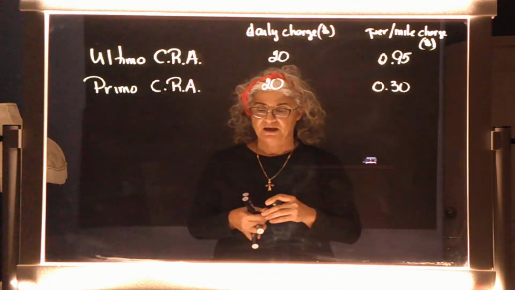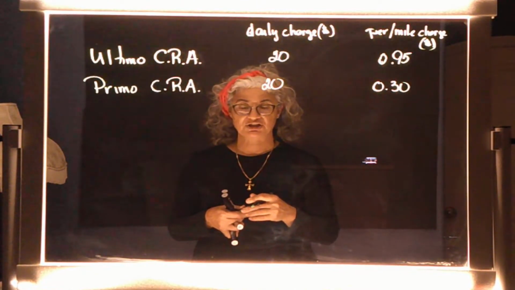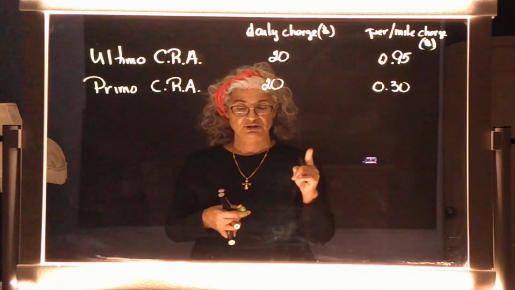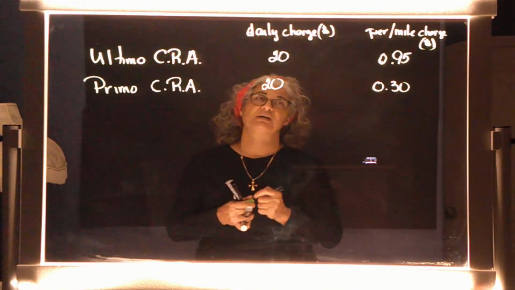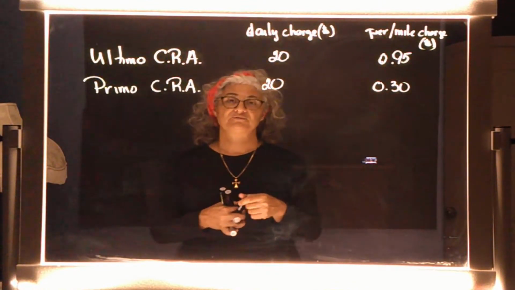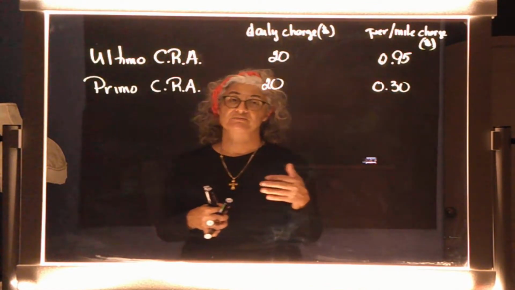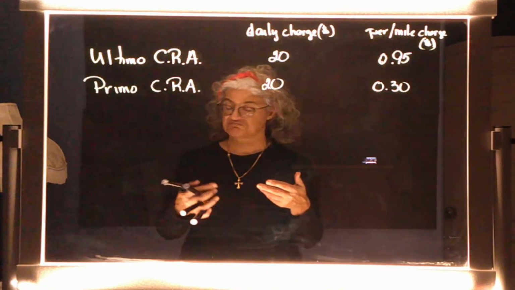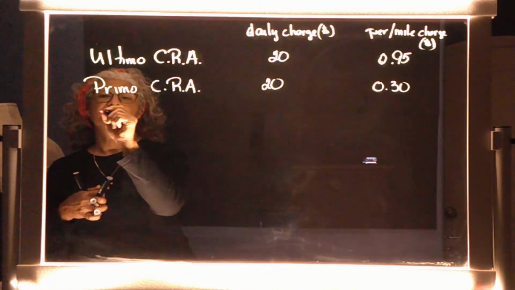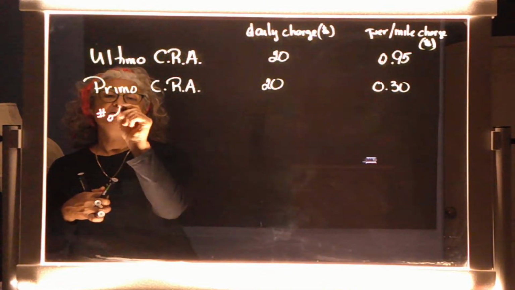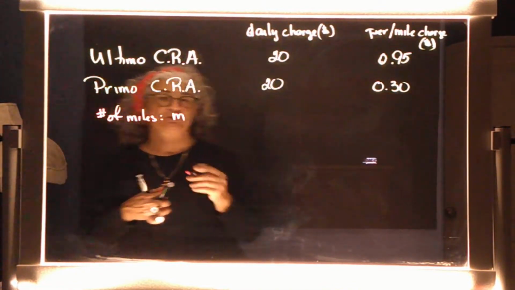Okay. Find the daily mileage for which the Ultimo charge is 3 times the Primo charge. Okay, so first off, what do they want to know? They want to know the number of miles. Do I know the number of miles? Nope, we're going to call it M. Number of miles, M.